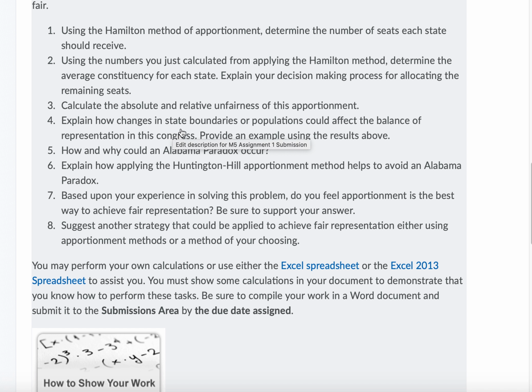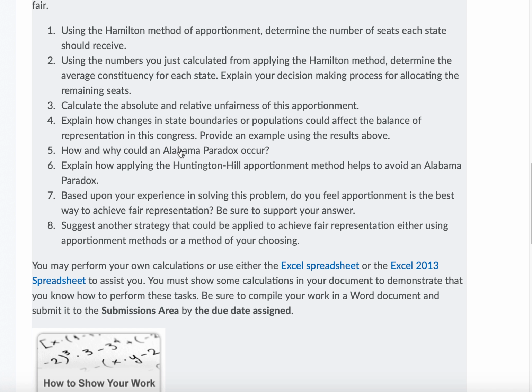Now, what you need to do for the rest of your written portion is explain how changing state boundaries or changing populations could affect the balance. Maybe think about the rate we learn populations are growing. Should we account for that? Should we account for changes in populations? How often should we account for them? If we change the state boundaries, would that increase or decrease the population? Should that be accounted for?